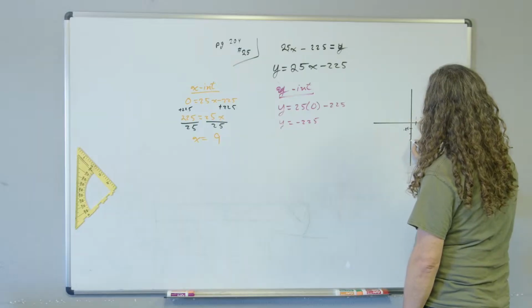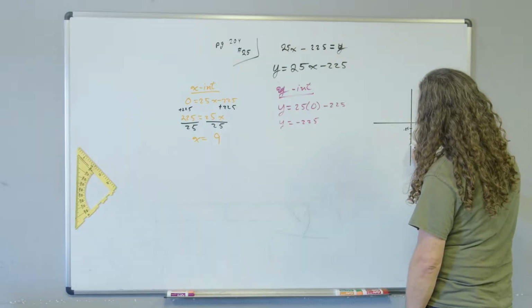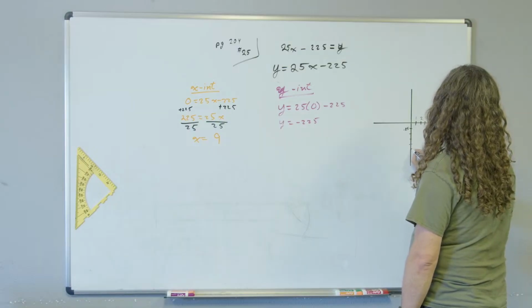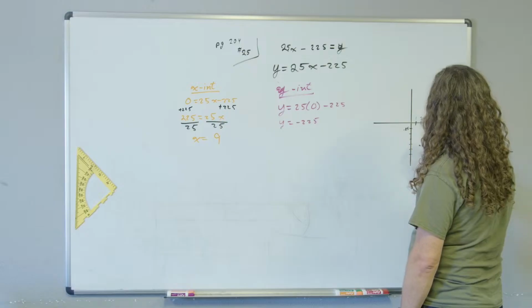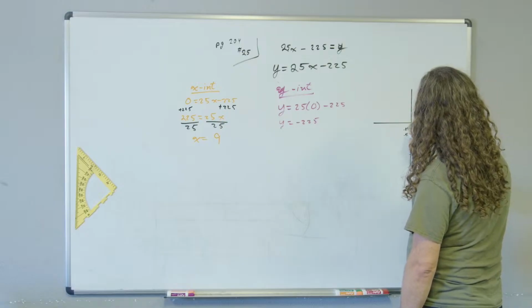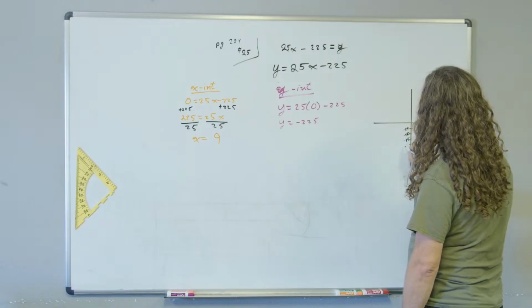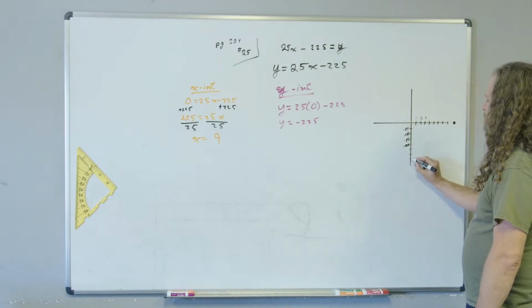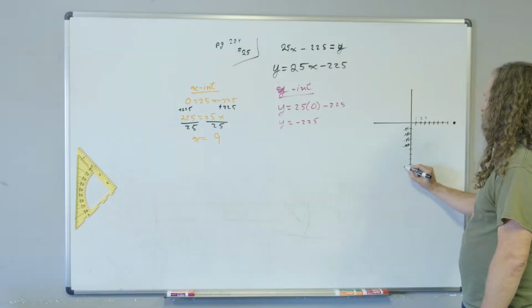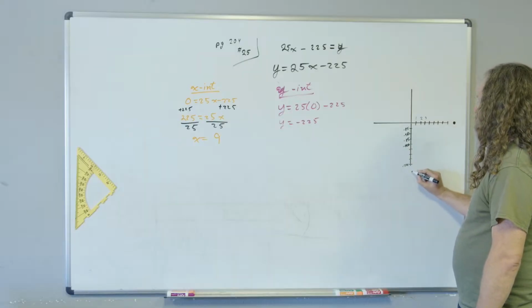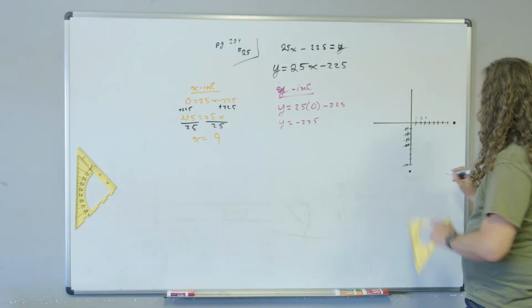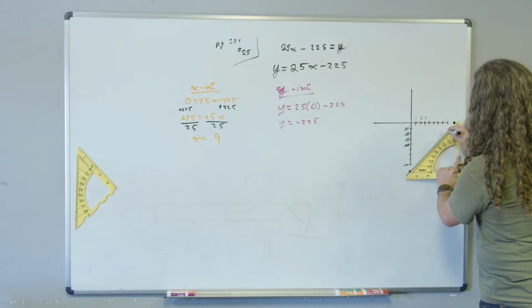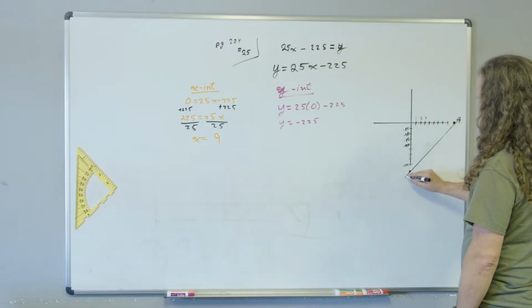50, 75, 100, 125, 150. Negative 50, negative 75, negative 100, negative 125, 25, 50, 75, 200, 225. Then we connect the dots. And with our crazy scale, it looks like that.